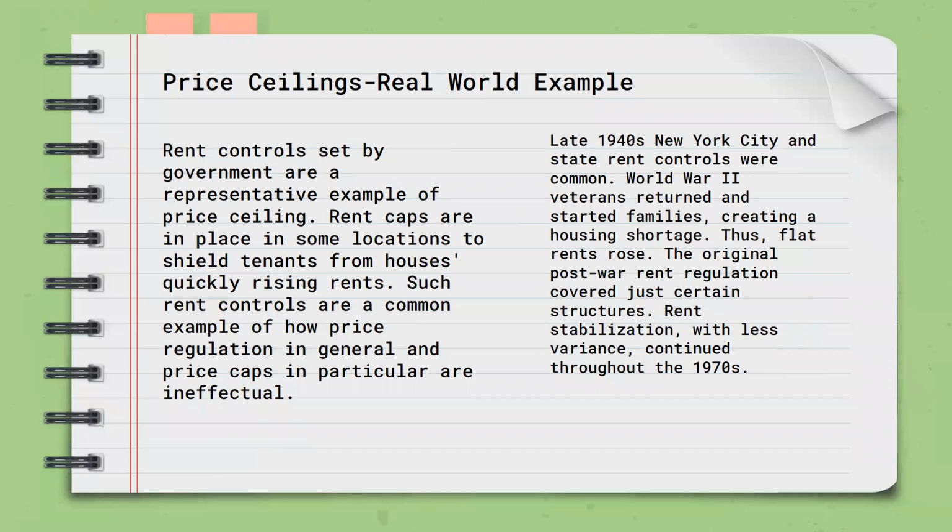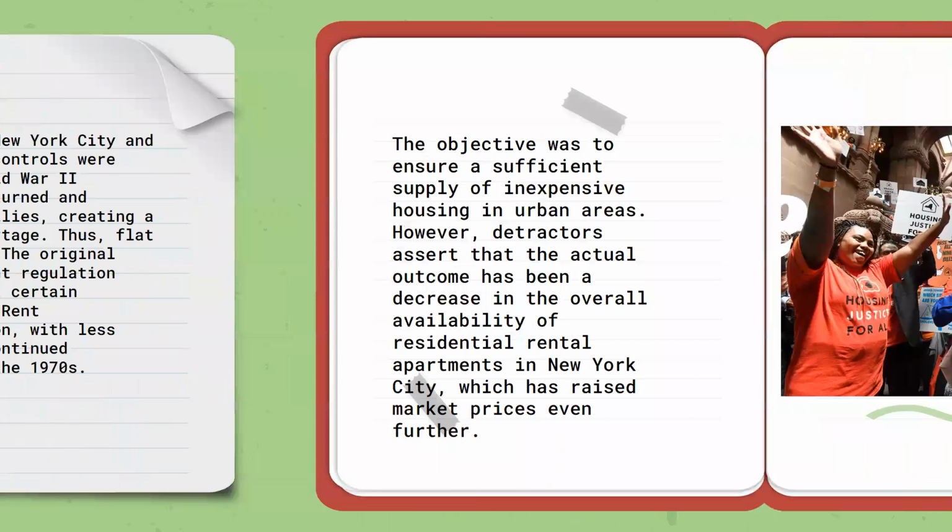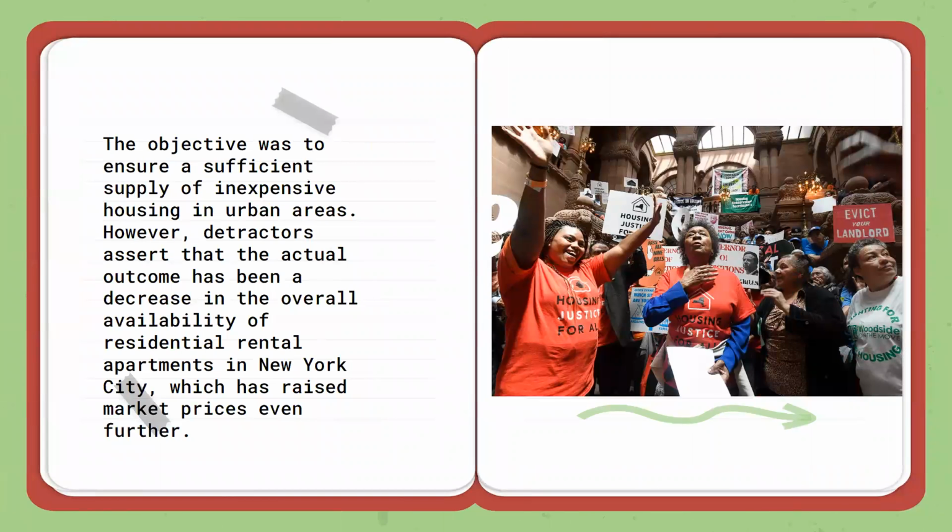Rent stabilization with less variance continued throughout the 1970s. The objective was to ensure a sufficient supply of inexpensive housing in urban areas. However, some detractors assert that the actual outcome has been a decrease in the overall availability of residential rental apartments in New York City, which means the price will be even higher.